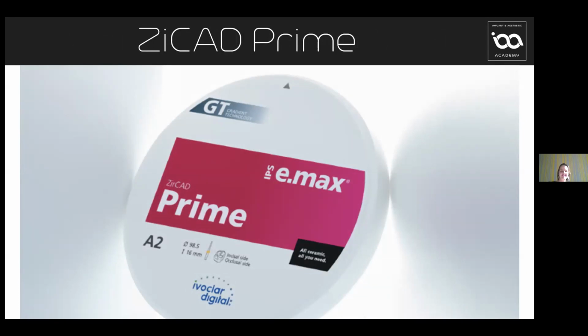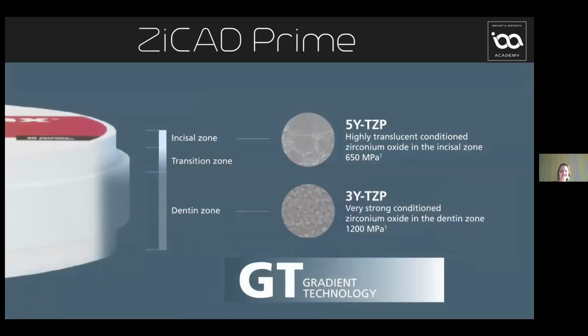So we now have, and probably most of you know about this material, moved from the ZirCAD Multi to a new zirconia, which is Emax ZirCAD Prime. The difference is in the technology, the strength, the aesthetics. What they used in the multi-blocks was a multi-layer type system, where we went from dentine through to the enamel, from the opaque layers to the translucent layers, but in very distinct layers. And that was an issue, because we know that when we're going through a tooth, there are no lines where the dentine goes through to the enamel. This is a transition process.